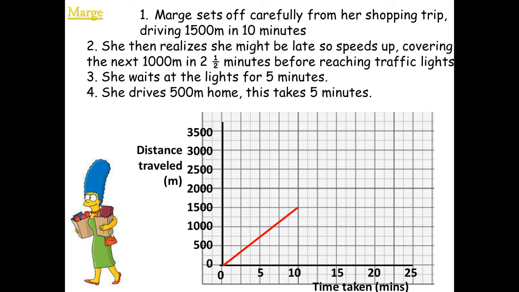She then realizes she might be late, so she speeds up and covers the next 1,000 meters in 2.5 minutes before reaching traffic lights. So she goes much faster. We can see the steepness of that slope. Now she waits at the light for 5 minutes. She's waiting there. She's not moving anywhere, so we will know that it will be a flat, horizontal line for 5 minutes. She then drives home 500 meters, and it takes 5 minutes. So there's the end of hers. So we can see her speed and her distance traveled and the time it takes her.